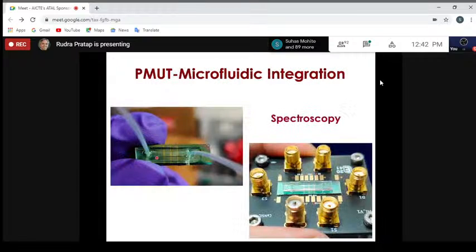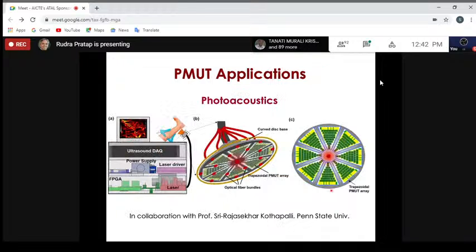So we have built that. Here is the microfluidic channel, and here are the PMUTs. You can see a PMUT here, and one here, 3 PMUTs, and microfluidic channel on top. We are doing experiments with these as of now to do spectroscopy. You can build an array of these.